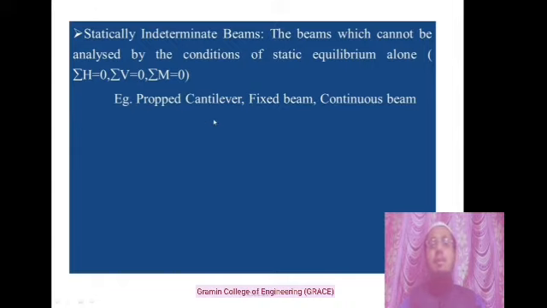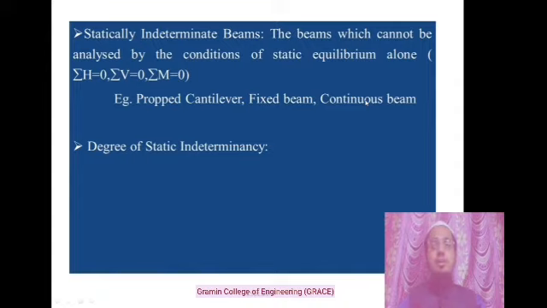What are the examples now? Yes, we just discussed the propped cantilever. Again, the fixed beam and continuous beam also come under statically indeterminate beams, which we will discuss later on in this series. What is meant by degree of static indeterminacy?